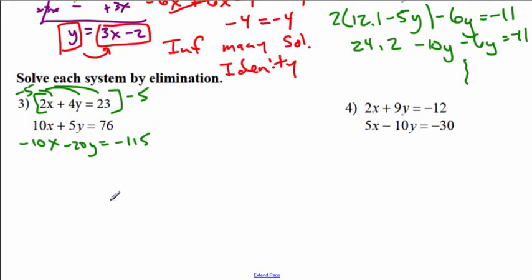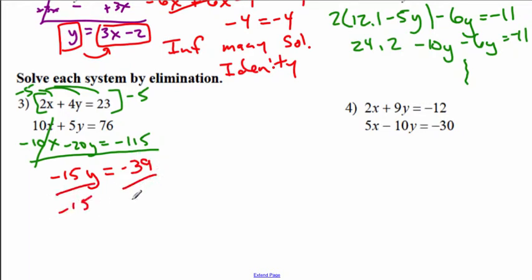All right, so we're adding the two equations together, and when you do that, the 10x terms will go away completely, so you get negative 15y equals, what do we get, 115 minus 76, negative 39. This is going to be ugly. So we divide both sides by negative 15. I know I can reduce that. 3 goes into there, 13.